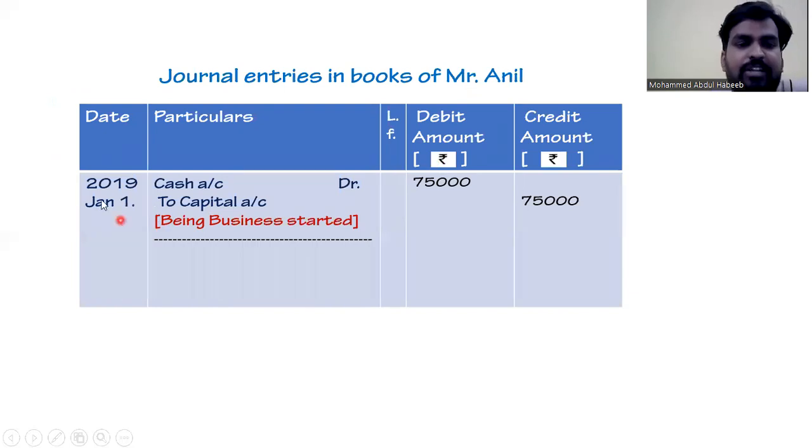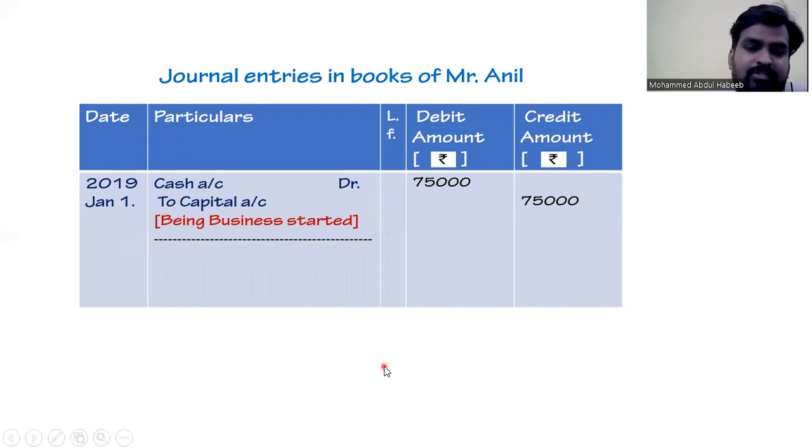So here the date will be taken as 2019 January 1st. He has invested an amount of 75,000 into the business. So cash is coming into the business. So cash will be recorded on debit side as cash account debit 75,000. The investment done by the owner into the business is called capital. So capital will be credited as to capital account 75,000 and the narration will be recorded as being business started. Next, coming to other transactions.